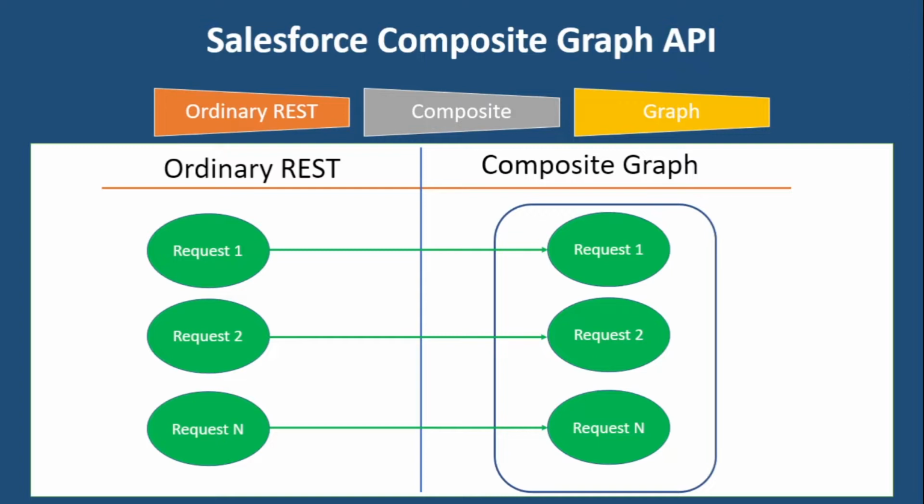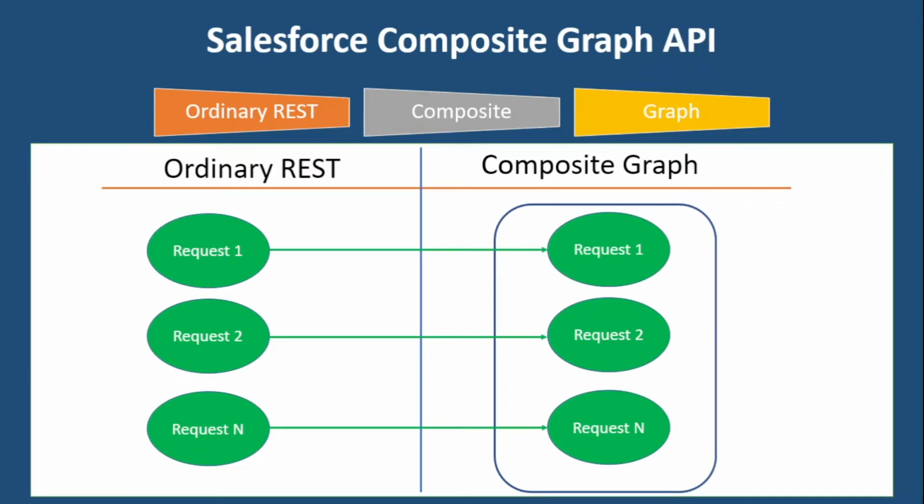Today we'll see a new topic. In this topic we will try to see how the Salesforce Graph API, which is a new API introduced by Salesforce, is different than the traditional or ordinary REST API. If you can see the graph here, first thing Salesforce was supporting was ordinary REST API.